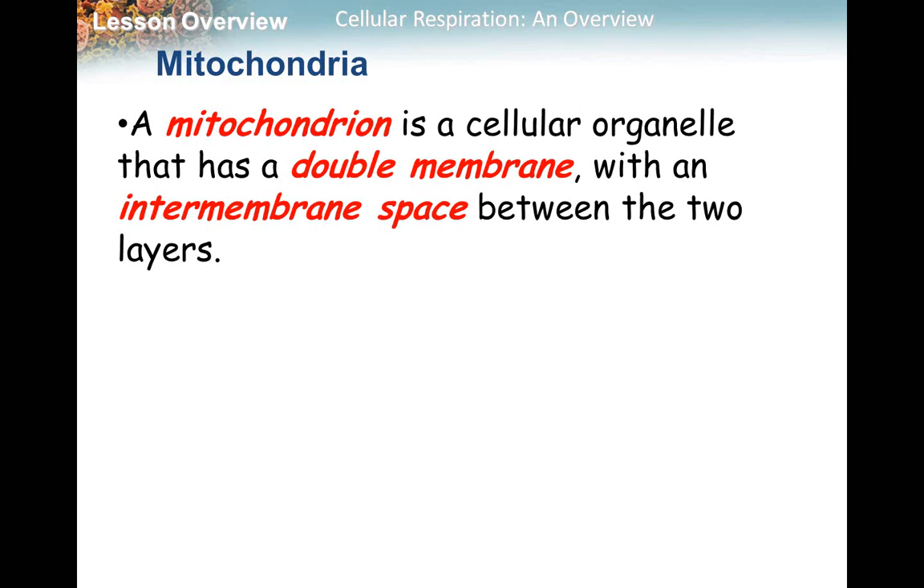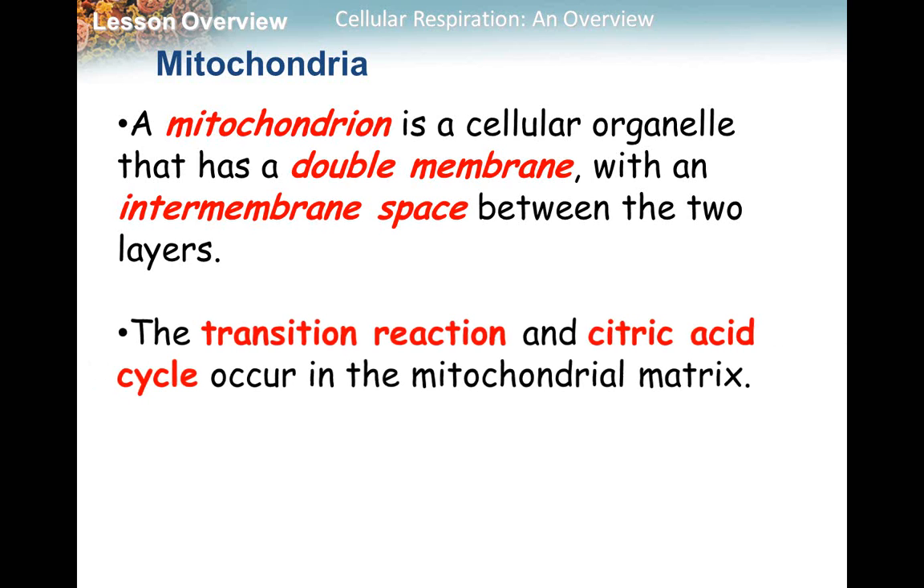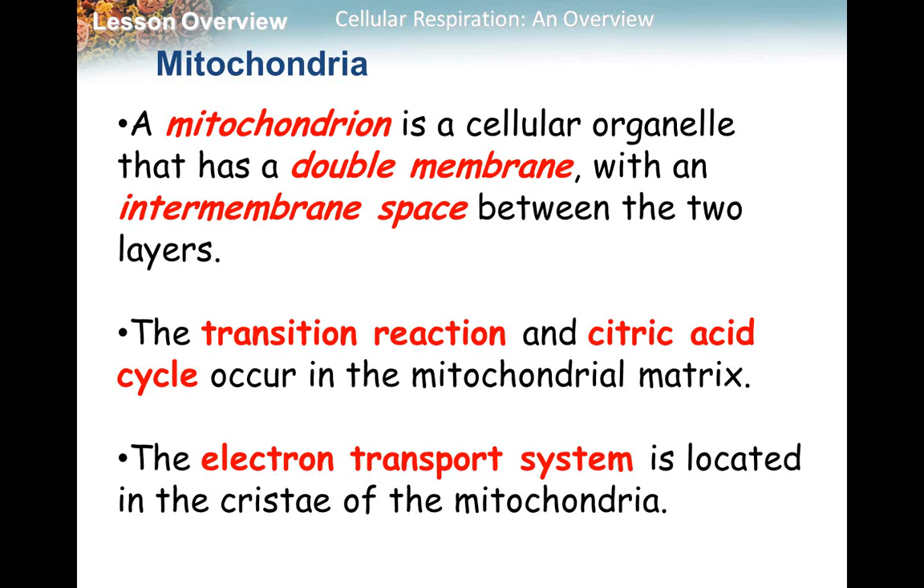In the mitochondria, once again, the mitochondrion is the cellular organelle that has a double membrane and an intermembrane space between 2 layers. The transition reaction and the citric acid cycle happen inside of the matrix. That is inside of the mitochondria. And the electron transport chain, or the electron transport system, is also located in the cristae of the mitochondria. So you're getting deeper and deeper into the mitochondria as you're getting to the citric acid cycle, and then finally the electron transport system.